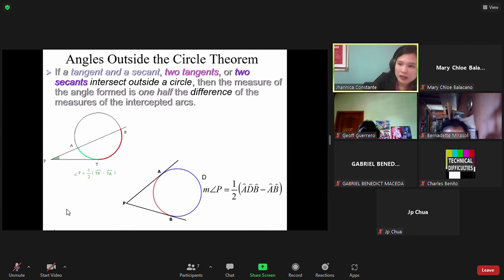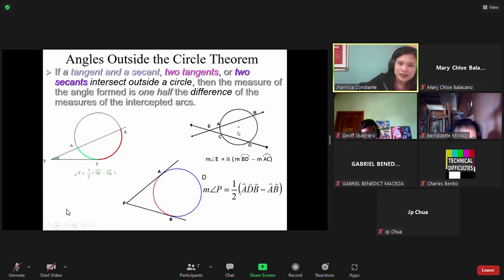So it can be in a form of this one. The angle is also outside of the circle. Angle E. The intercepted arcs that you're going to use are arc AC and arc BD. So the arcs are involved in creating the angle. Those are the intercepted arcs that you're going to use to find the measurement of the angle outside of the circle.